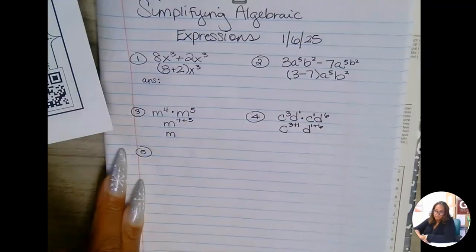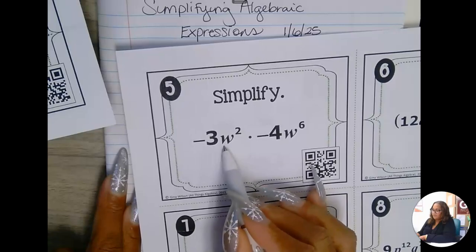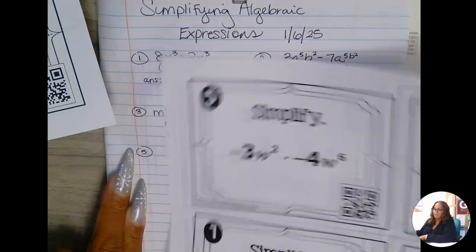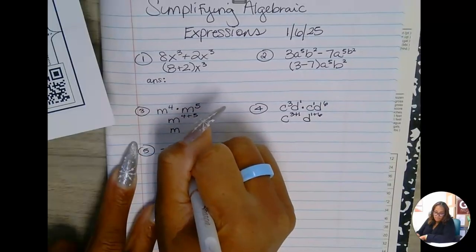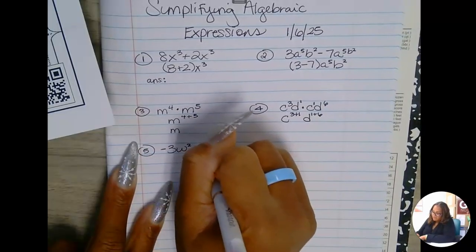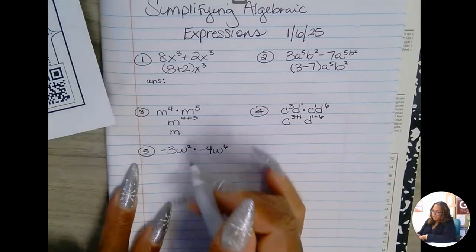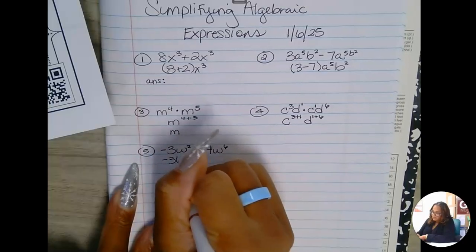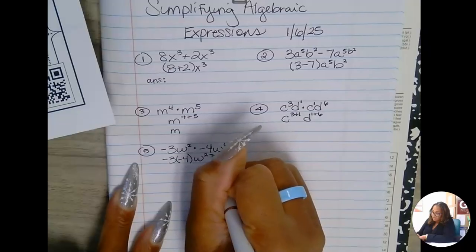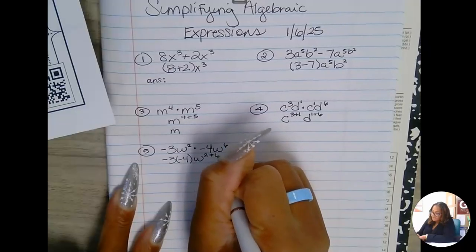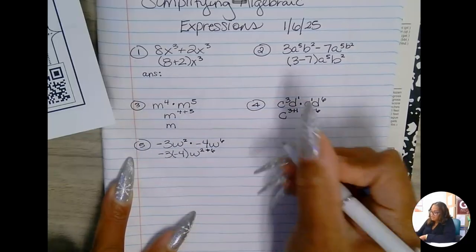Number 5. Simplify negative 3w squared times negative 4w to the sixth power. So negative 3 times negative 4, and then w to the second power plus the sixth power, because we would add those exponents there. And then simplify your answer.